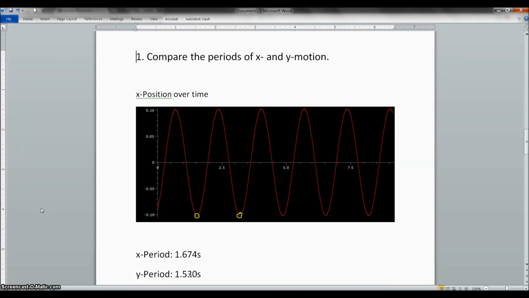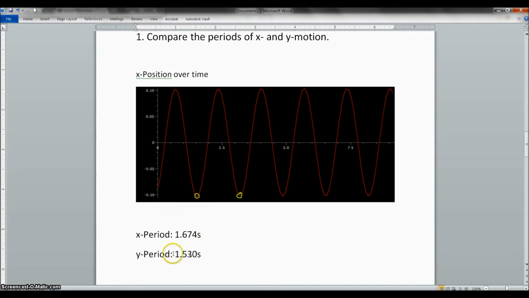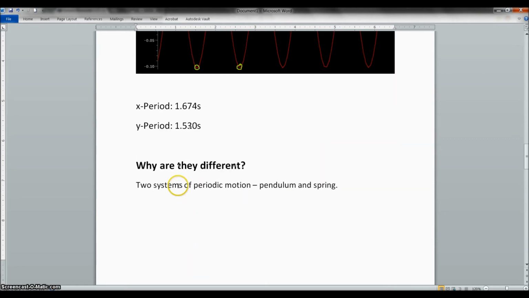So now I'm going to answer the what does it mean questions. The first question is compare the periods of the x and y motion. In VPython, I plotted both the x and the y motion over time. Here's a picture of my x graph. I analyzed where, at the bottom of these troughs, it reached the same value, and I calculated how much time elapsed between those troughs. For this x period, I got 1.674 seconds, and then using similar analysis, I found that the y period was 1.530 seconds. And the other question is, why would they be different?